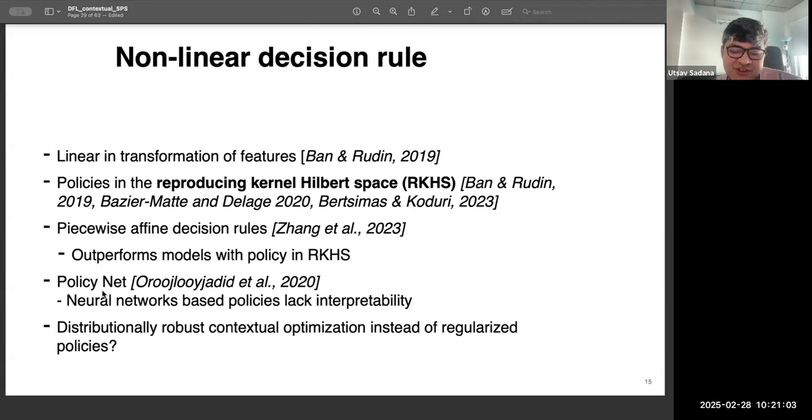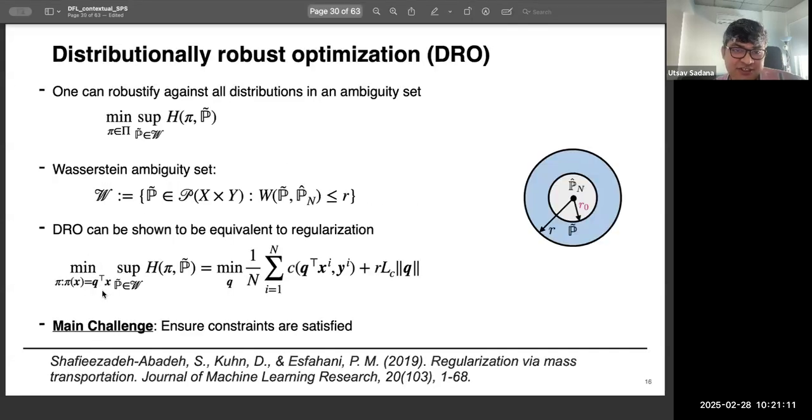Now, we like distributionally robust optimization. So what if, instead of doing regularization, we use distributionally robust optimization? Here, what you want is to find a policy that performs well not only against the empirical distribution, but against all distributions which are at a distance r from this empirical distribution. The way they measure this distance in the paper by Shafieezadeh-Abadeh is using a Wasserstein ambiguity set.